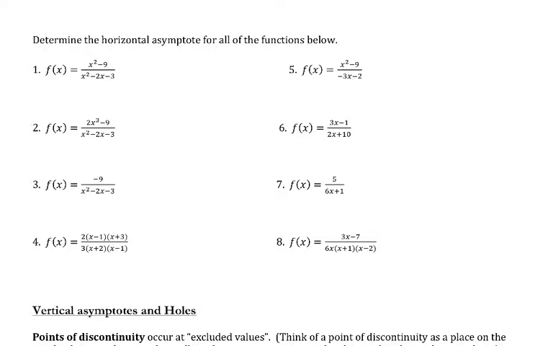All right, now it's time to do practice problems. We'll look at the first one together. In number 1, the degree is 2 in the numerator. x times x gives us x squared, a degree of 2. In the bottom, we have x squared. The coefficient, the number in front of the x squared, is 1 in the numerator, and it's 1 in the denominator. So our horizontal asymptote is y equals 1 over 1, which is just 1. All right, go ahead and try the rest of the practice problems, and then you can check your work on the key that's posted online.